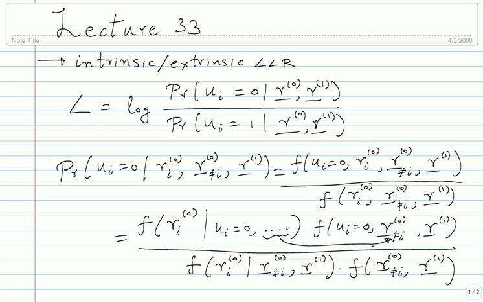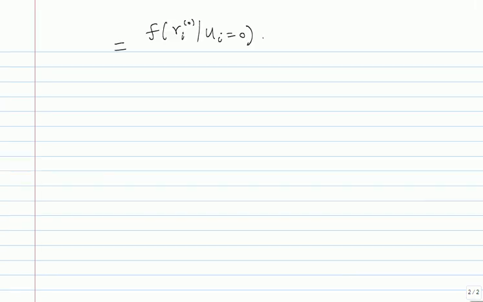So you see this probability that we are evaluating becomes f of R0I given Ui equals 0, times, if you notice, this term: f of Ui equals 0 comma something divided by f of that same thing. That can be written as the probability that Ui equals 0 given the remaining things. Think of this whole thing as some B. Then this is f of A comma B divided by f of B, which is the same as the probability that Ui is 0 given B. So this becomes the probability that Ui is 0 given R0 not equal to I and then R1.